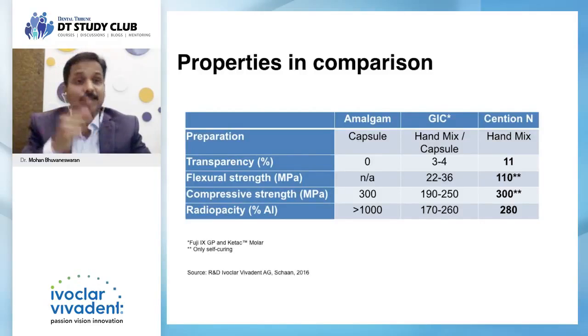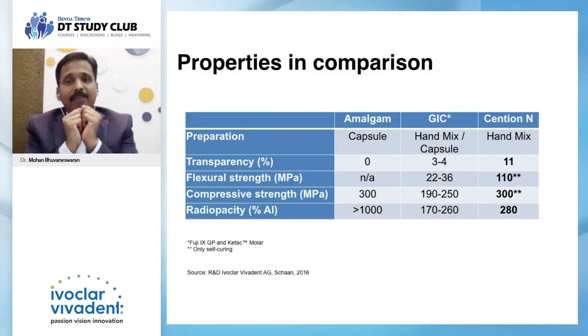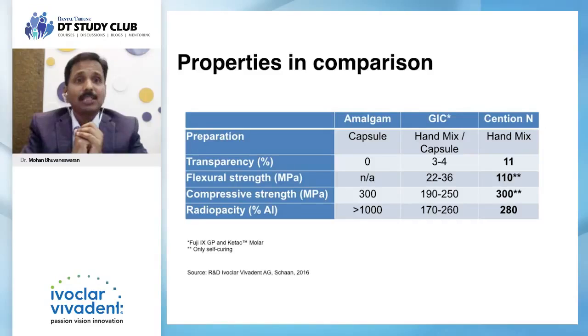But what attracts me in another physical property is in a class 1 cavity, wherein you have amalgam giving us 300, and Cention also almost matching that silver amalgam.